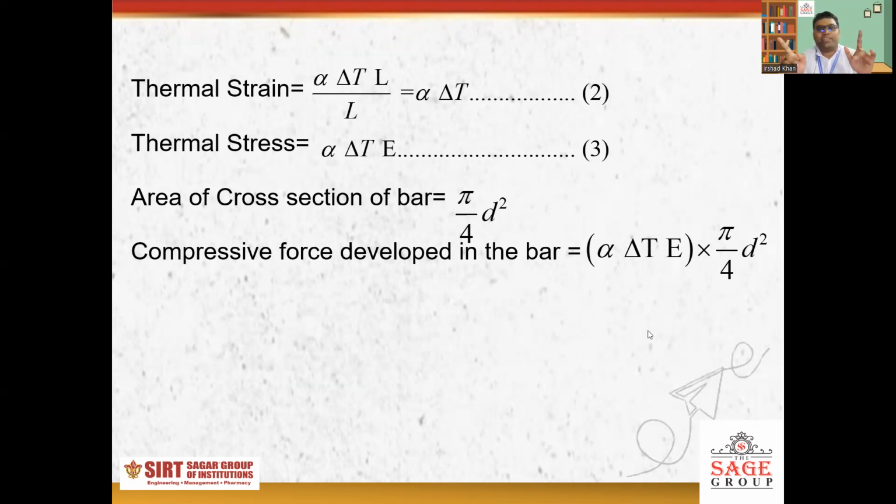If it is not restricted, stress will not be developed, and if stress is not developed, it is not possible to calculate the compressive force developed in the bar. So one thing you have to remember: there must be restriction at both sides of the body.